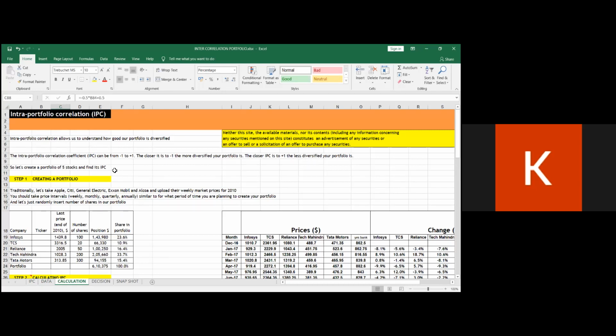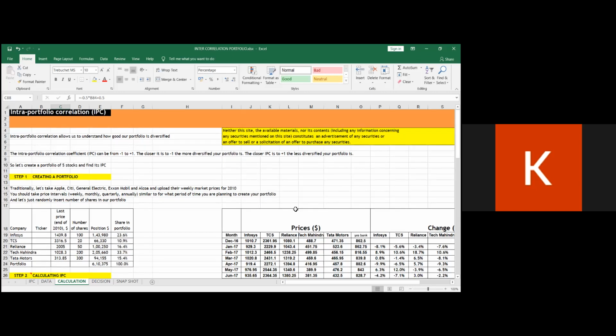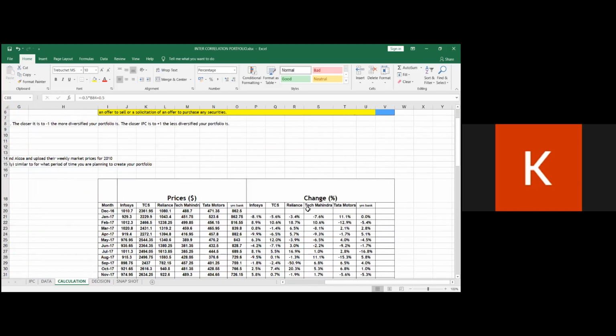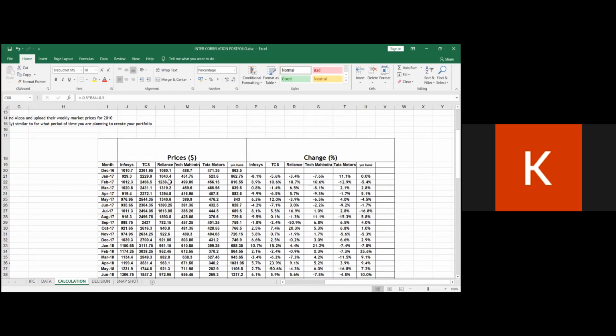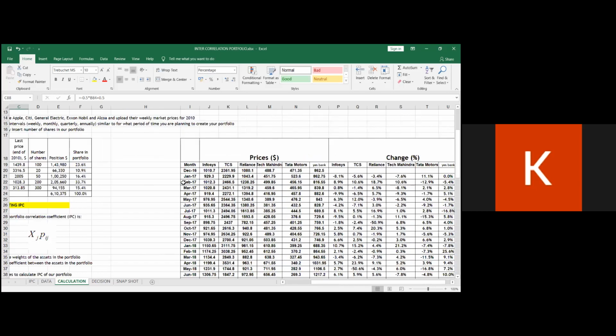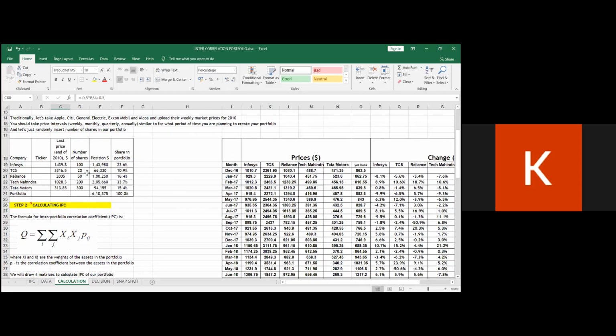So first I have calculated prices and percentage changes, sir. Here I have taken closing prices of all 5 companies. Next one is percentage change, sir. For percentage changes, there are 2 formulas. First one is open price minus close price divided by open price. Second one is open price divided by closing price minus 1. I have taken the second one, sir. So I got all these values here.